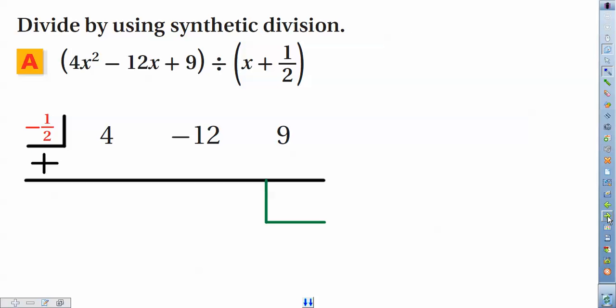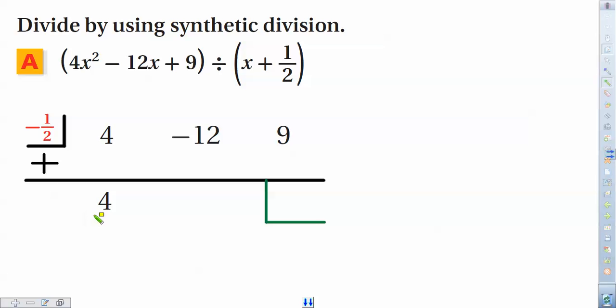Once we have our negative 1/2 put in place, now we drop in the coefficients. Take a quick second and remind yourself where we got the 4, the negative 12, and the 9 from. Here, here, and here. The first move with synthetic division is always bringing down that first number. Bring down the 4. We're adding 0 to it. What's the next move?